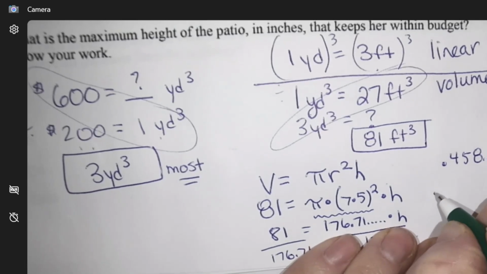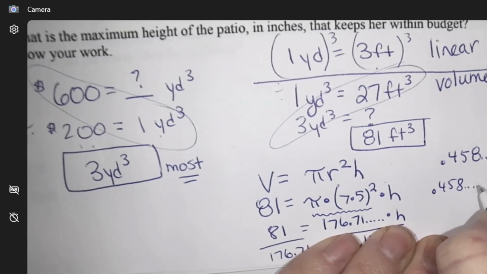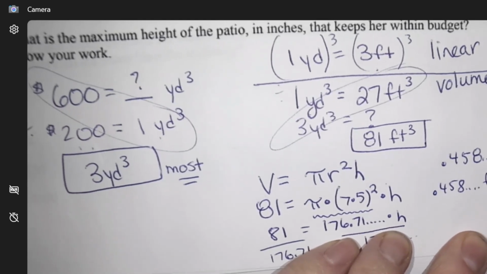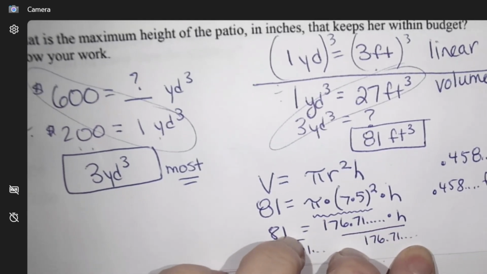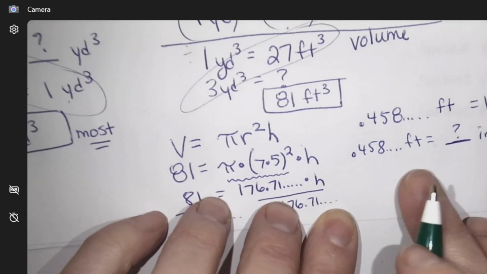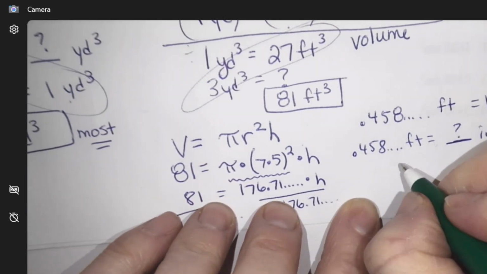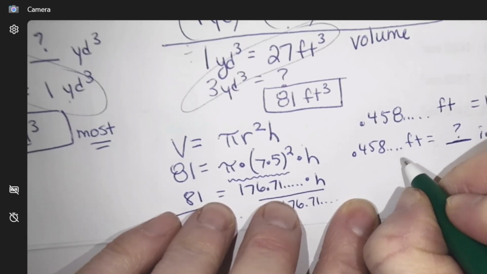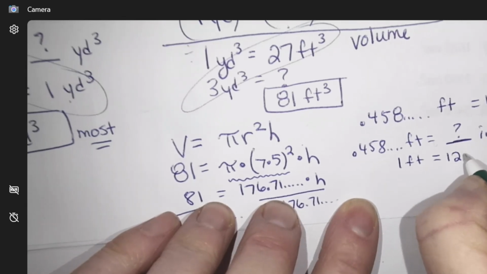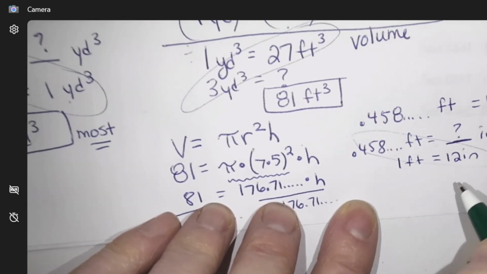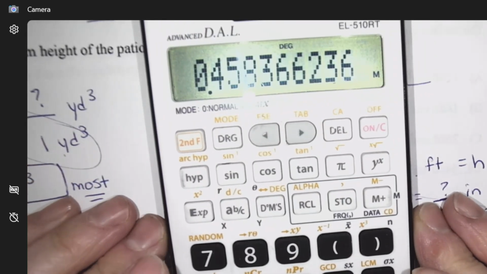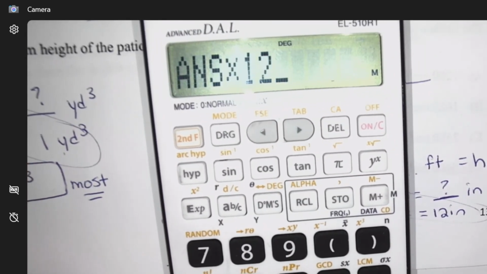So 0.458, I'm on my calculator still. How many inches is that going to be? Okay, what do you know about feet and inches? What is the thing you know from memory? You have to have it memorized. 1 foot is 12 inches. So I have to, see it's in there, times 12.